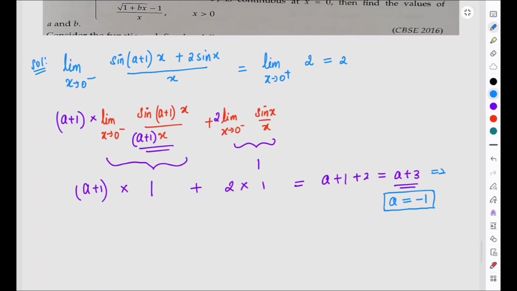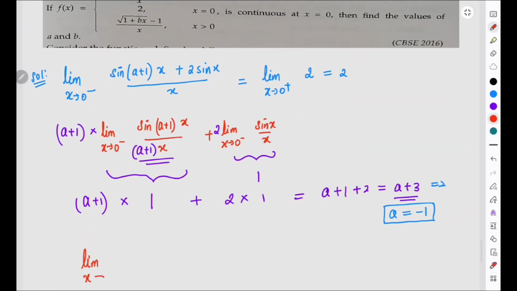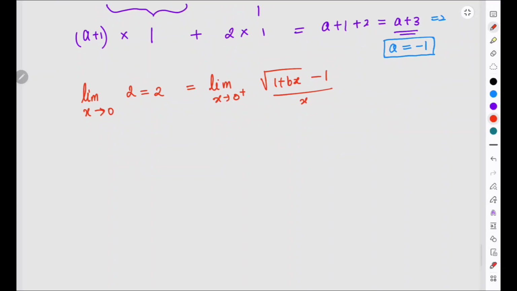Okay. So now here what we have is limit x approaches 0, which is 2, and limit x approaches 0 plus, so that is equivalent to root of 1 plus bx minus 1 divided by x. The very first step what you have to do is you have to rationalize. If you rationalize, what you get? Root of 1 plus bx plus 1 divided by root of 1 plus bx plus 1.